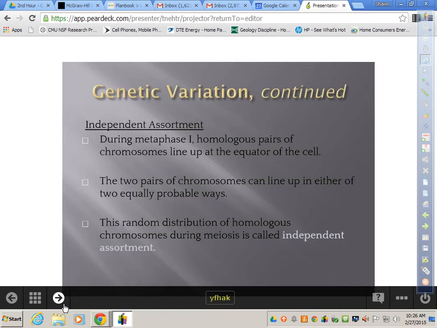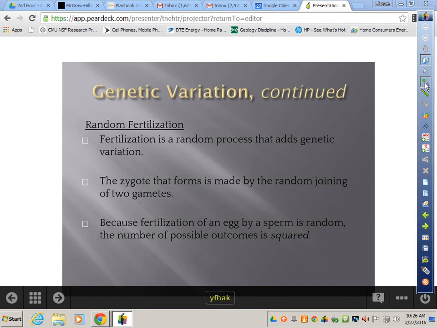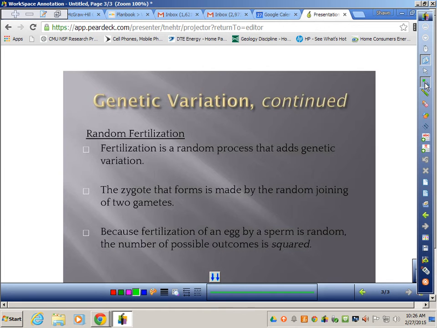And then, of course, the final randomness and the final biodiversity component is fertilization. This is a random process that adds genetic variation. The zygote that forms is made by a random joining of two gametes. And because fertilization of any egg by a sperm is random, the number of possible outcomes is squared. So I just want you to think, a female can carry up to like 400,000 eggs. One gets passed down a fallopian tube at a time. A male releases roughly 1 to 4 million sperm. One of those makes it. Just think about the randomness of that alone, okay? And then think of the fact that each of the sperm are different and each of the eggs are different. And now think about how different you actually are. That's immense.